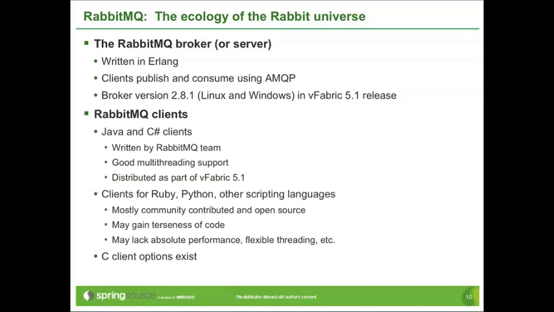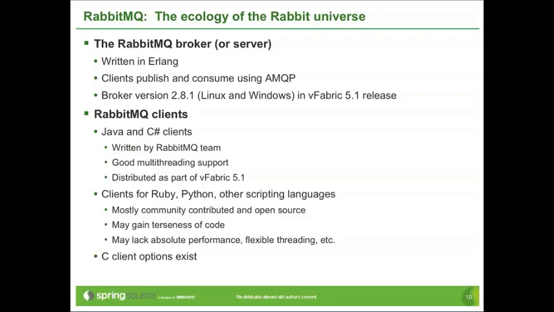Around the RabbitMQ Broker are RabbitMQ clients, and there's a variety of these, as we mentioned, for different languages. The principal ones in the enterprise world, at least, are the Java and C# clients. These are written by the RabbitMQ team at VMware itself. They provide good multi-threading support, taking advantage of the threading features of Java and C#, and these are distributed as part of the vFabric 1 product suite.